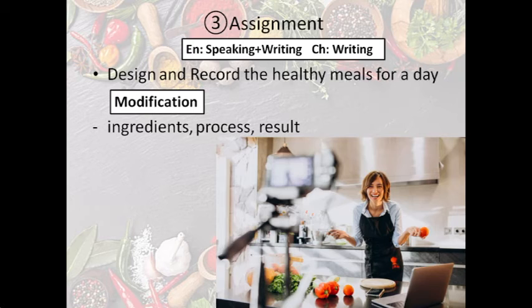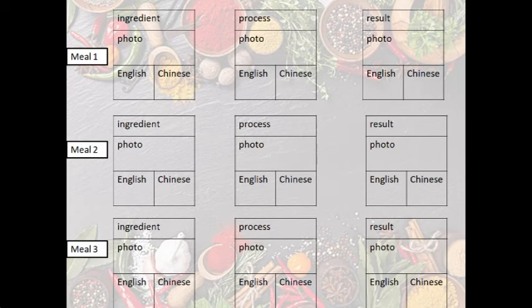About the record of the assignment, you have to shoot photos of the ingredients, the cooking process, and the final result of your meals. And it would be better if you shoot the cooperation with your family in the food preparation. Then in the format of the assignment, you have to write down the names of ingredients and food in both Chinese and English according to the vocabulary I teach in the presentation.